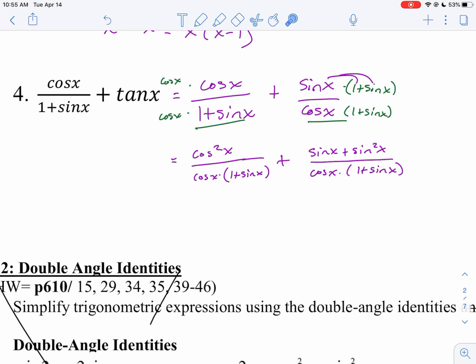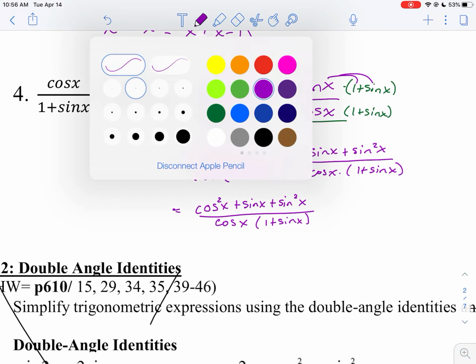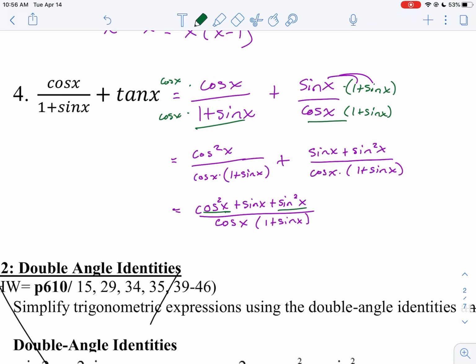All right, so we now have common denominators. We can combine these terms. This is a little sloppy. Is this cosine 2x or is it cosine squared x? And so I'll try to write a little neater here. It is cosine squared of x plus sine of x plus sine squared of x. And I'm getting excited. It's okay if you're not. But I see cosine squared plus sine squared. Do you remember what cosine squared plus sine squared is? It's your Pythagorean identity. Cosine squared plus sine squared equals 1.